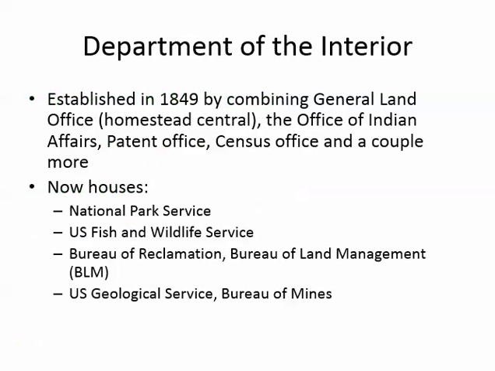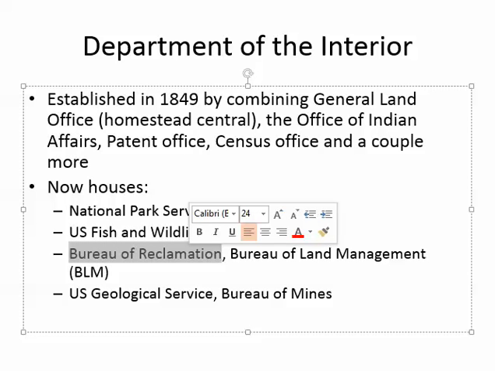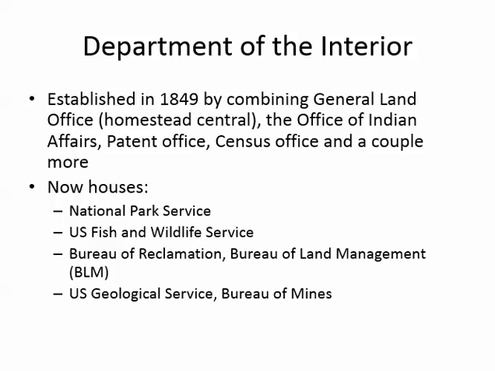If we look at the Department of Interior, it was established in 1849 by combining the General Land Office. The General Land Office was set up to survey what kind of land was in the United States, with the emphasis on giving that land to citizens to develop the country. It also combined the Office of Indian Affairs and the Patent Office, Census Office, and a couple others. It now houses the Park Service, Fish and Wildlife Service, Bureau of Reclamation, Bureau of Land Management, and U.S. Geological Survey, Bureau of Mines. The Bureau of Reclamation is what is reclaiming land for agricultural purposes. So what does the Bureau of Reclamation do? They build dams and move water around.